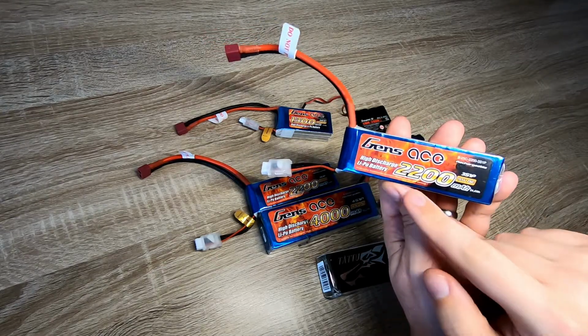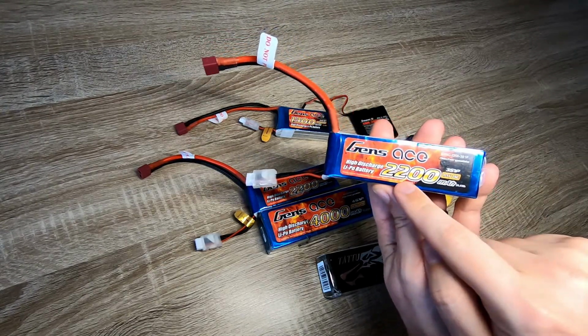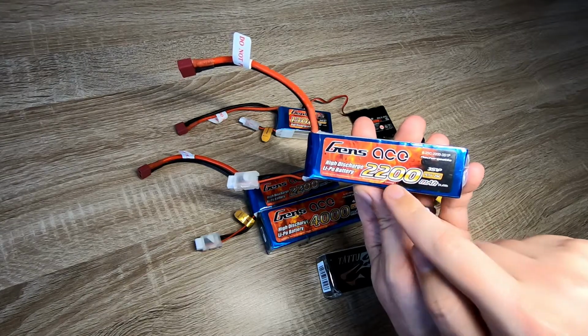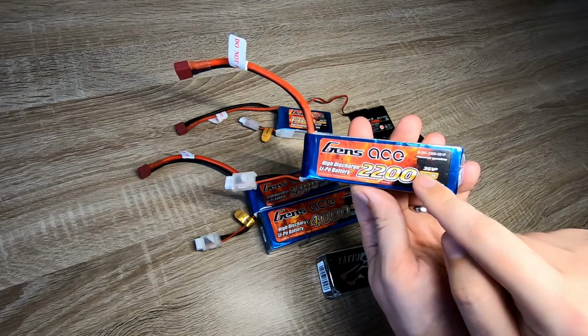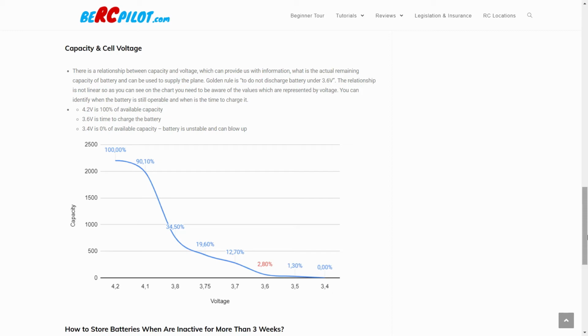There is a relationship between capacity and voltage, which can provide us with information about the actual available capacity of the battery, which remains and can be used to supply the plane. The relationship is not linear, as you can see on the chart. You need to be aware of these values, which are represented by voltage. I follow the golden rule not to discharge the battery under 3.6 volts, as at that point the battery has only 2.8% of the battery capacity, so that's really time to stop using the battery and charge it.